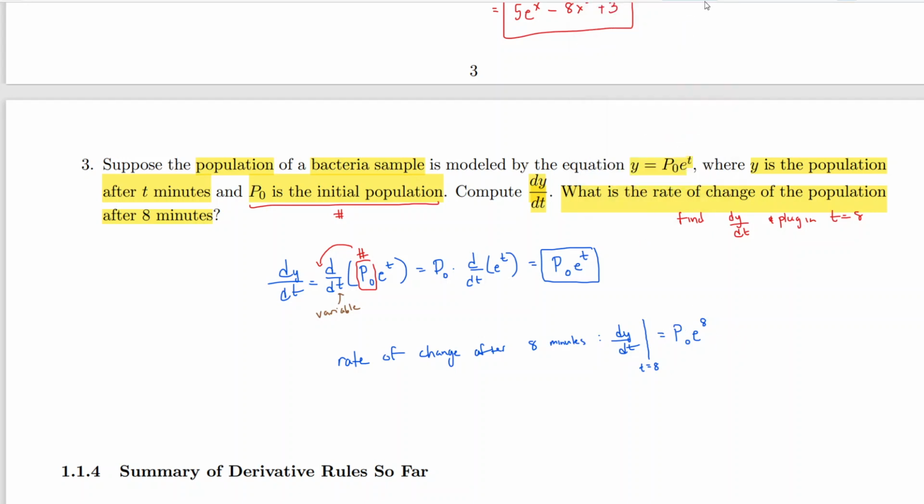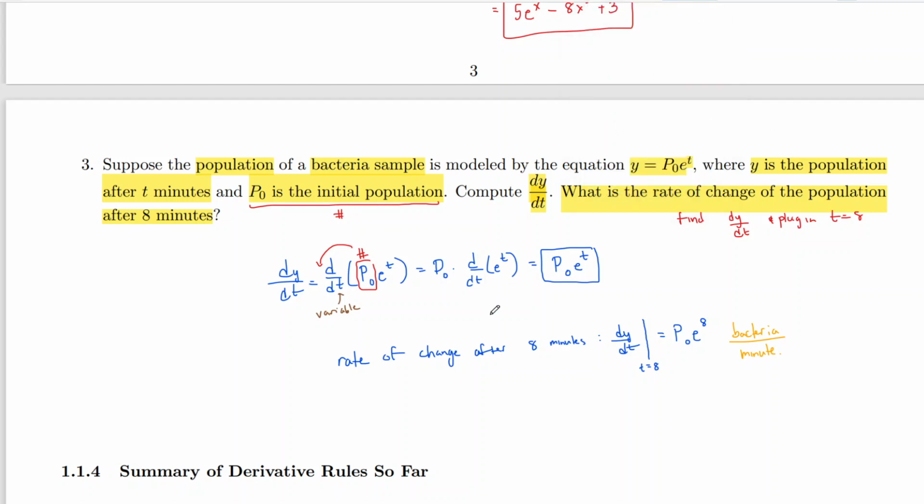Think about what the units would be. Well, we're talking about the population of a bacteria sample. So maybe it's the number of bacteria per minute. Because the derivative always gives us a rate of change. The y unit is the bacteria number, and t unit is the time, which is minutes. So it's growing by this many bacteria per minute. And if we had an actual number for p0, we could type it in our calculator and get some sort of estimate.